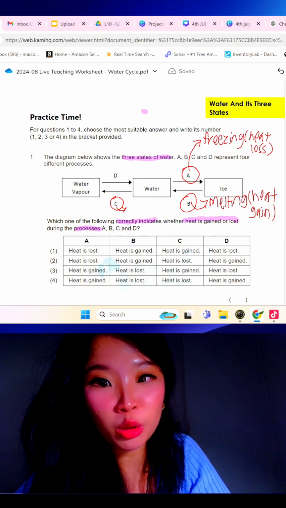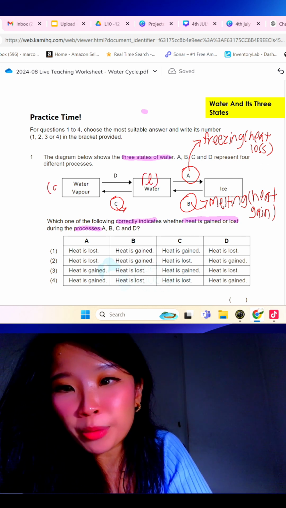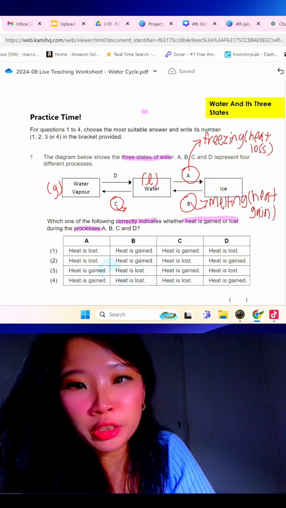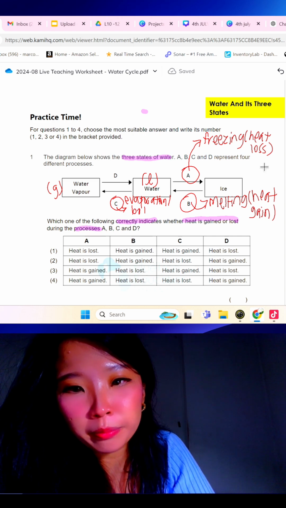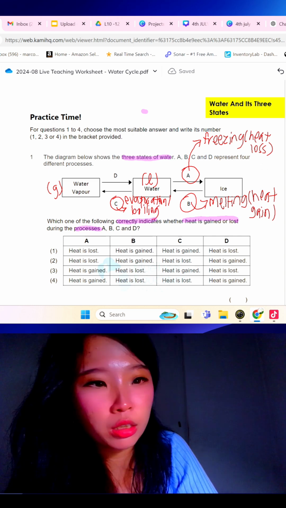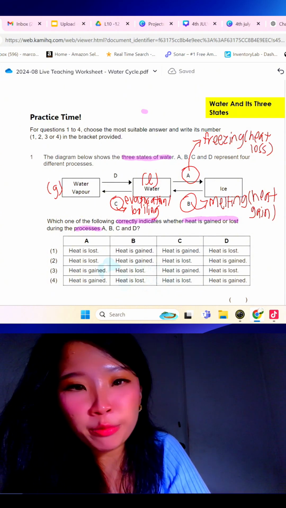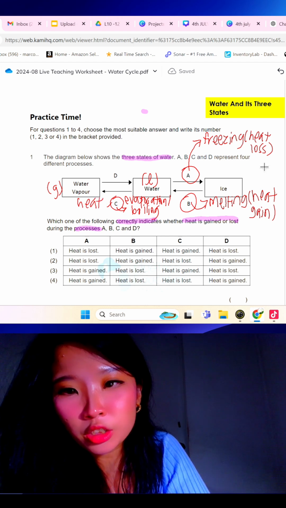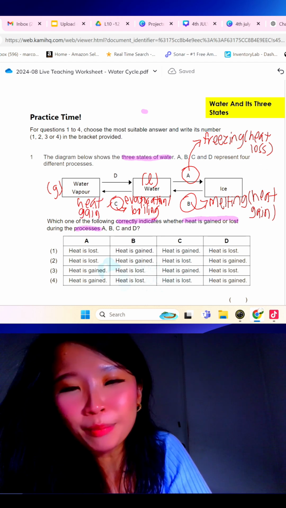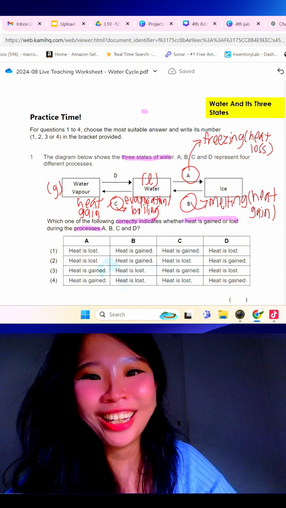P4, P5. See, water to water vapor. Water is liquid. Water vapor is gas state. So there's two, right? Evaporation or boiling. Evaporation or boiling means what? Heat gain, right? Sorry, our teacher's handwriting is very ugly, because teacher is writing against the laptop screen, and the laptop screen is behind, there's no support.